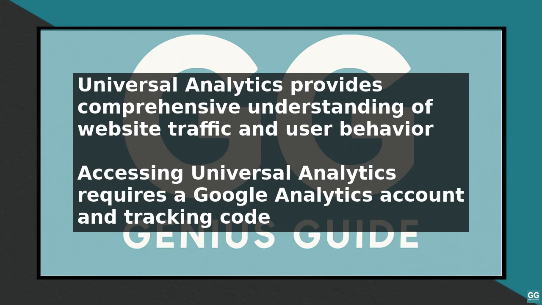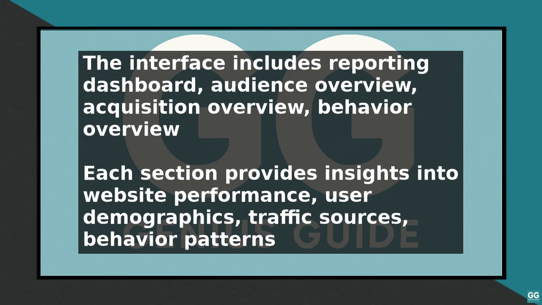Once you have set up your Universal Analytics account, the first step is to understand the different sections of the interface. The main sections include the Reporting Dashboard, Audience Overview, Acquisition Overview, Behavior Overview, and Conversion Overview. Each section provides valuable insights into your website's performance, including user demographics, traffic sources, and behavior patterns.